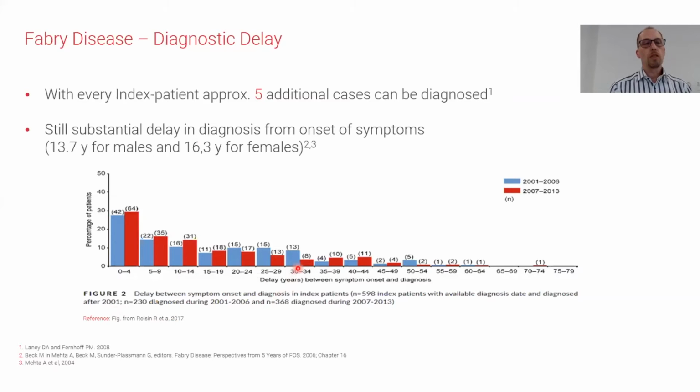Ricardo Reisin from Argentina had a closer look in 2017 at whether we could improve our diagnostic procedures. He compared two time points, one from 2001 to 2006, the other from 2007 to 2013. There was no difference at all. We didn't get any better in diagnosing patients. We got better in treating patients, so time to treatment was improved, but the time to diagnosis didn't improve at all. And that's a shame. That's really a shame.